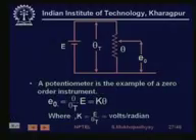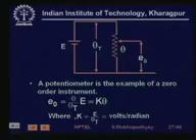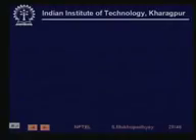So the output voltage will be directly proportional to the displacement theta. Let us say angular displacement. Potentiometers can be angular as well as linear. So the sensitivity of the potentiometer is volts per radian.